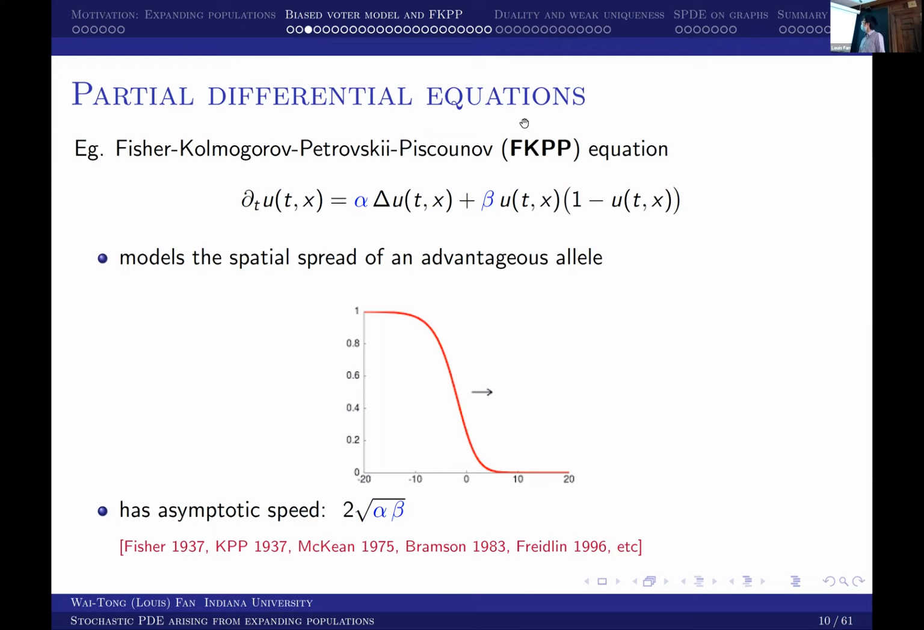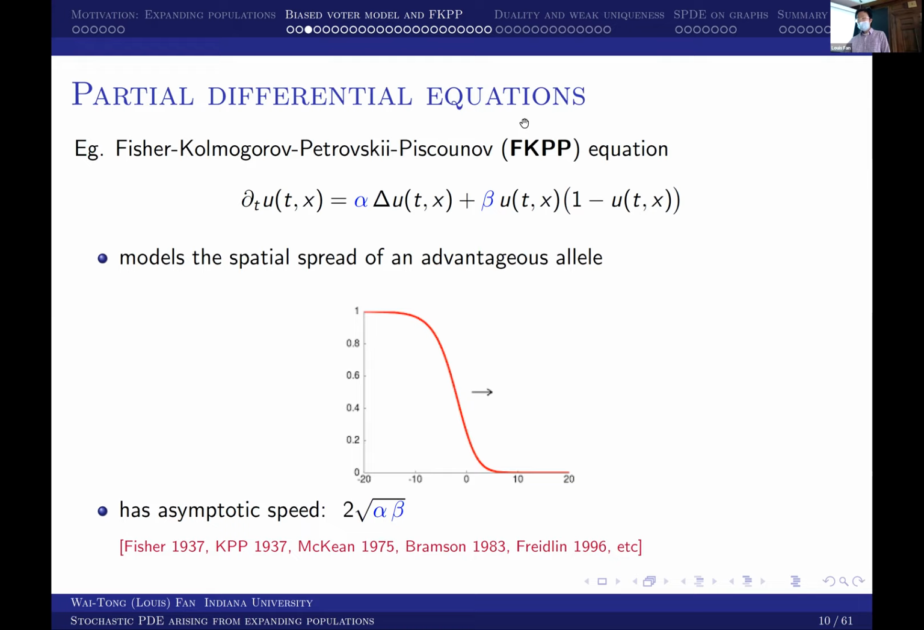And for this equation, it is proven by different methods that the asymptotic speed, the minimal asymptotic speed, is 2 times the square root of alpha beta. The selected speed is this, where alpha is the diffusion coefficient and beta is the local logistic growth rate. So this is a pulled wave.